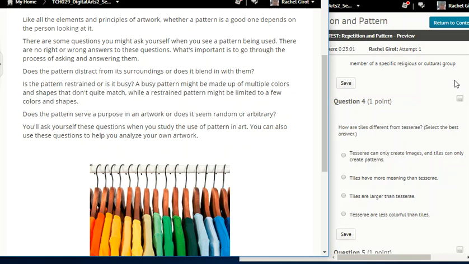Does the pattern distract from its surroundings, or does it blend in with them? Is the pattern restrained, or is it busy? A busy pattern might be made up of multiple colors and shapes that don't quite match, while a restrained pattern might be limited to a few colors and shapes. Does the pattern serve a purpose in an artwork, or does it seem random and arbitrary? You'll ask yourself these questions when you study the use of pattern in art. You can also use these questions to help you analyze your own artwork.